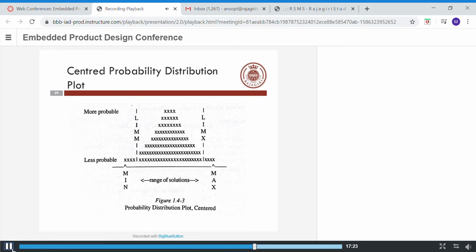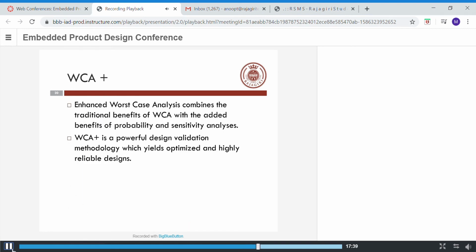So this is when you make the optimization and move the distribution to the center point of your minimum and maximum limits. This is a more ideal solution which can be done based on your enhanced WCA. So that's the whole idea of your enhanced WCA. Enhanced worst case analysis combines the traditional benefits of WCA with the added benefit of probability and sensitivity analysis. It is a powerful design validation methodology which gives optimized and highly reliable designs.